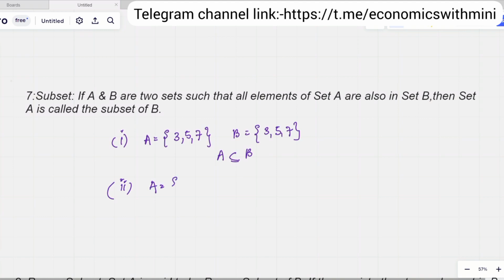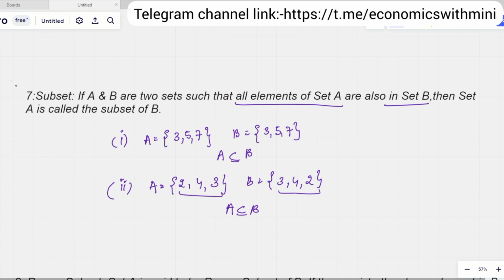Let's see another example. A equals {2, 4, 3} and B equals {3, 4, 2}. Here the elements of set A are also there in set B, but the order is different. It doesn't matter here. So if the elements of set A are present in set B, then we can say that A is a subset of B, which is true here. Alright, moving on to the next.